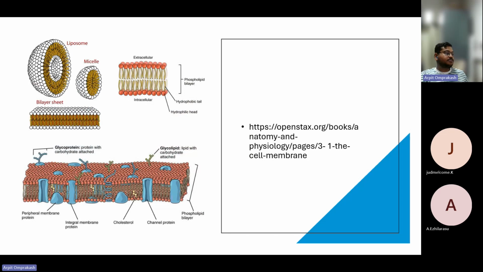And again, this cell membrane has a lot of proteins and a lot of other lipid molecules that are attached to it, such as this glycolipid, this glycoprotein. So this is a protein that is attached to a carbohydrate, and a glycolipid, which is a lipid attached to a carbohydrate.